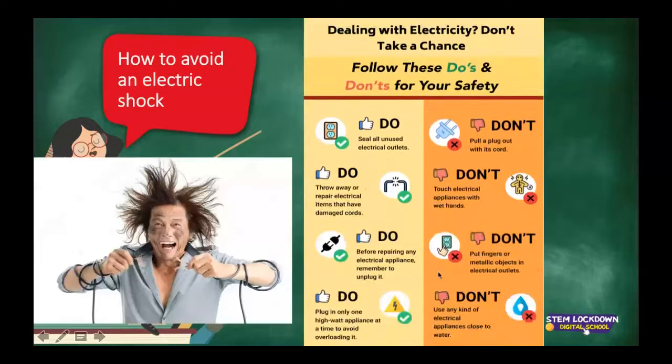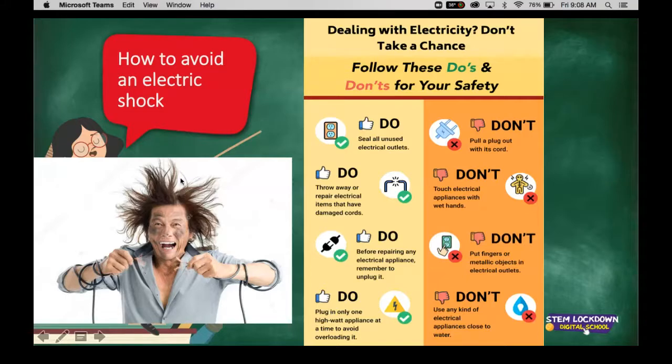All right. We also spoke about the do's and don'ts of ways to avoid getting an electric shock. There are 4 do's and 4 don'ts to protect yourself when dealing with electricity. The first thing is you need to seal all the unused electrical outlets. You need to throw away or repair items that have damaged cords. So if you are charging your phone or your laptop with a cord that is naked, where you can see the wire, that is not safe at all. You should get rid of that, throw it away or repair it.